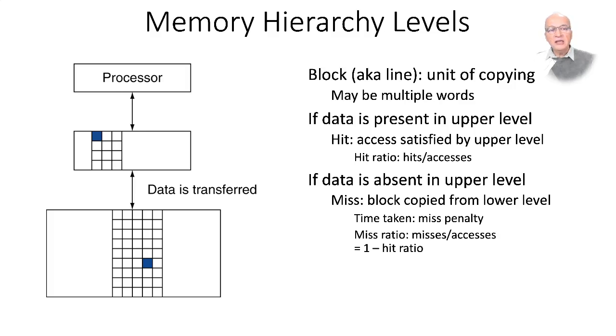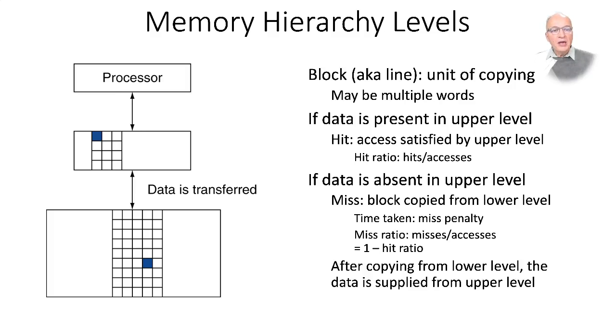And I can compute the miss ratio as the number of misses divided by the number of accesses. So the miss ratio tells me how often I needed a piece of data and I could not find it in the upper level of the hierarchy. The miss ratio is 1 minus the hit ratio. After copying from the lower level, the data is supplied from the upper level to the processor, for example.